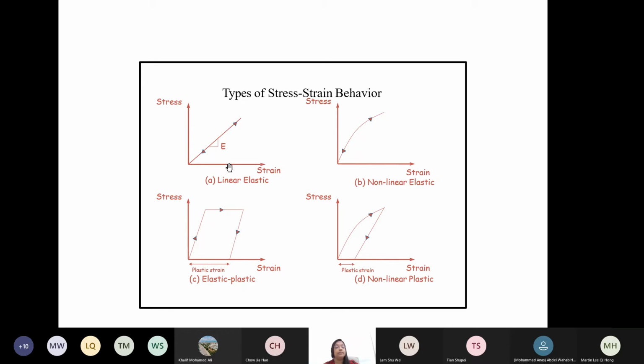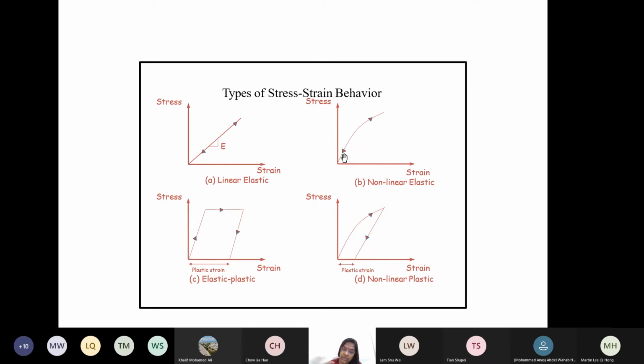Number one, linear elastic. Think. Mild steel, all steel material, because we did the test using a steel rod. So steel materials mostly follow this one. They are proportional for some time because the ductility is good. So they will have proportion between stress and strain to some distance.